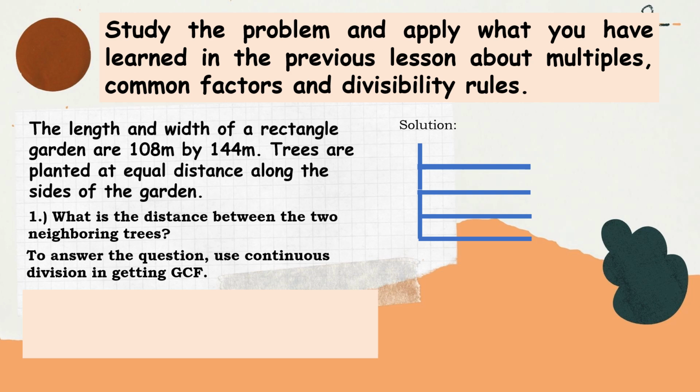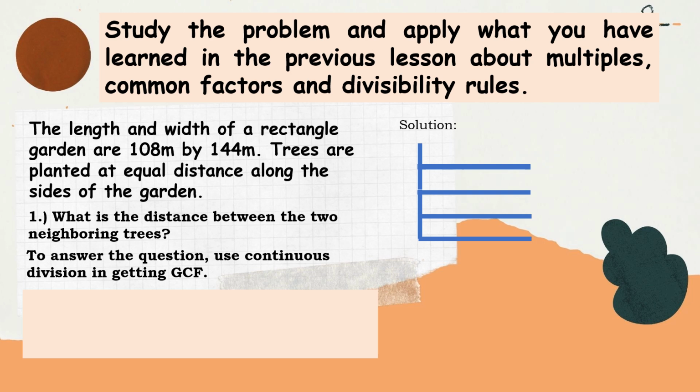Okay, now kids, we are going to have another problem. So, ang ating problem ay, the length and width of a rectangular garden are 108 meters by 144 meters. Trees are planted at equal distance along the sides of the garden. Our first question is, what is the distance between the two neighboring trees? So to answer the question, use continuous division in getting the GCF.